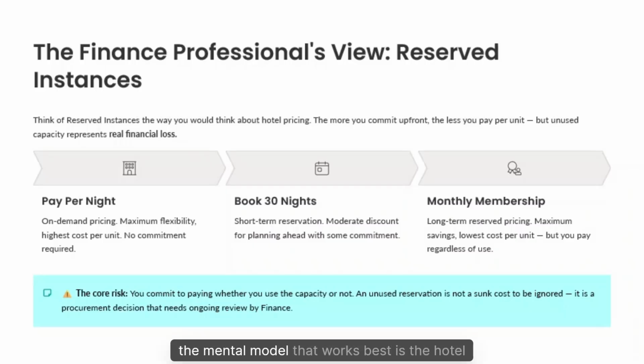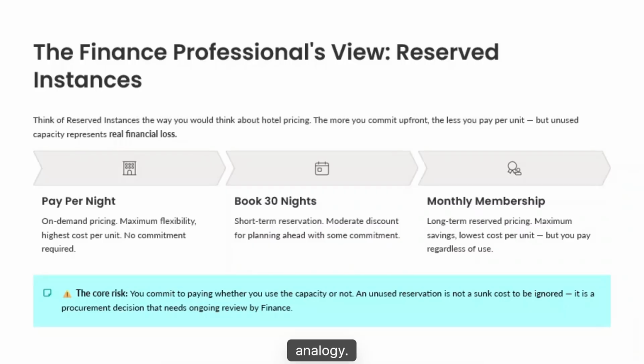The mental model that works best is the hotel analogy. If you pay per night, you pay full rate. If you book 30 nights in advance, you get a lower per night rate. If you buy a monthly membership, you get the best rate, but you are committed to paying whether you stay or not. That last part is the risk in reserved instances.